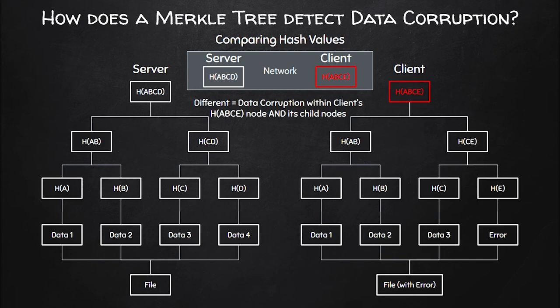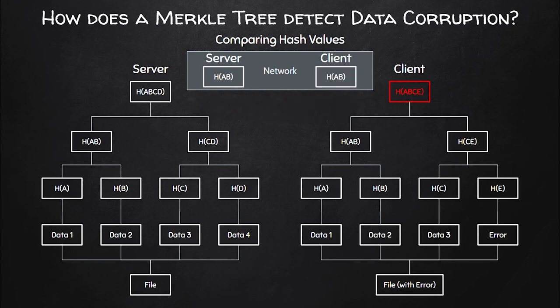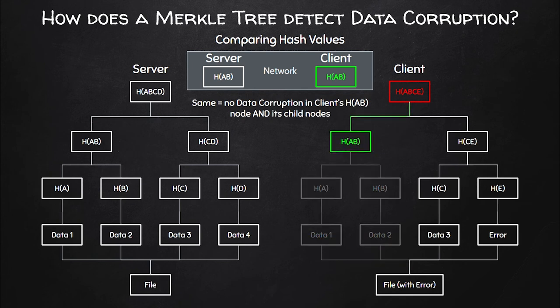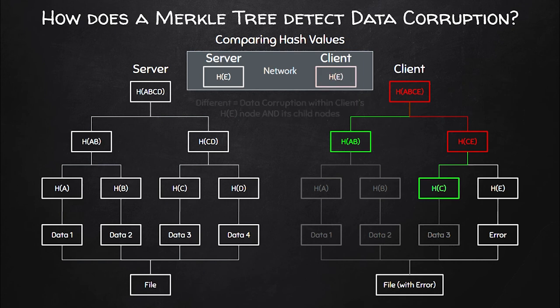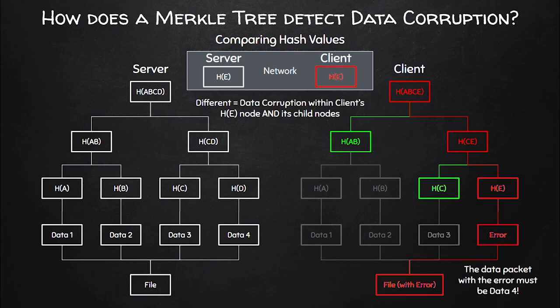First, the server's hash value AB and the client's hash value AB are compared, and since they are the same, there is no data corruption in the client's HAB node and its child nodes, so there is no need to check the rest of the subtree rooted at hash AB. Next, the server's hash CD and the client's hash CE are compared, and since they are different, there exists data corruption somewhere in the subtree rooted at hash CE. And we can follow this pattern of checking the client's children nodes with the server's corresponding nodes to eventually discover the error at data packet 4.